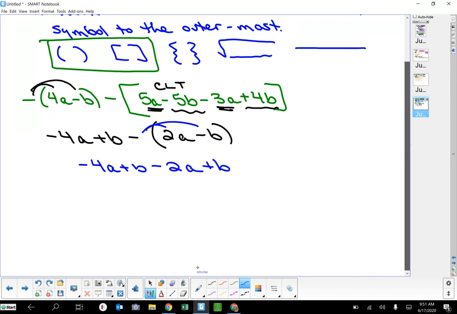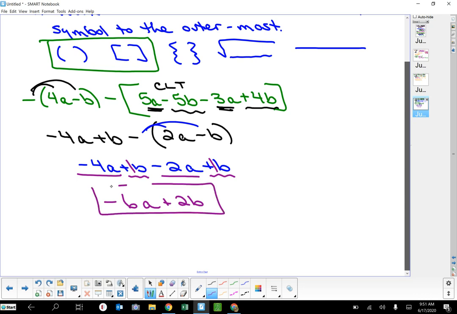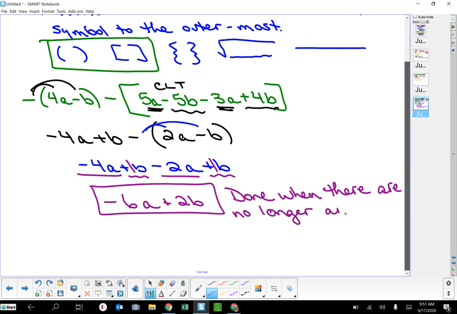And now I'm going to combine like terms again. So I have the -4a minus 2a is minus 6a plus a b plus a b. Remember, there's an invisible 1 in front of those. So that's a plus 2b. You no longer have any like terms, and that's how you know when you're done. So you are done when there are no longer any like terms.